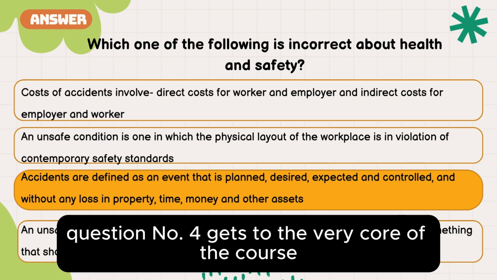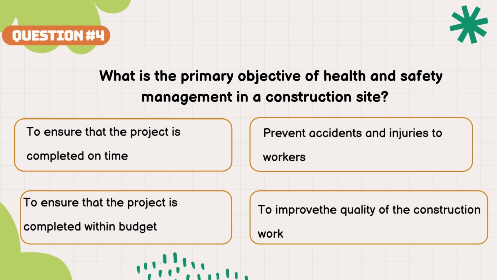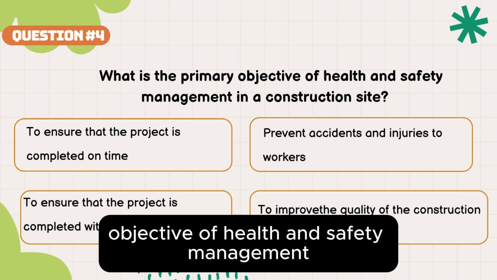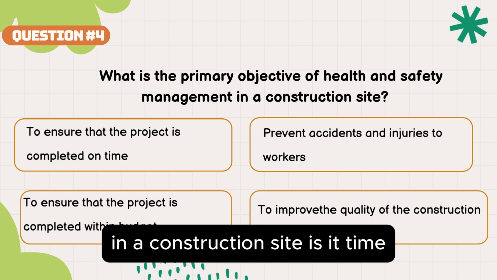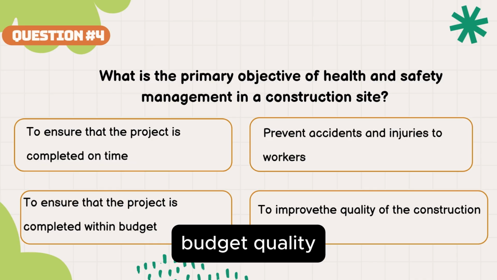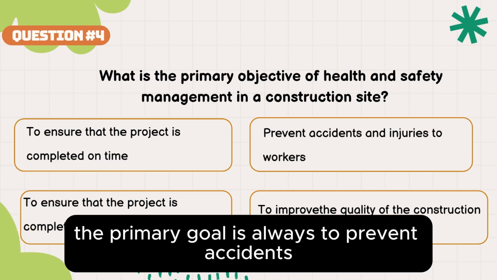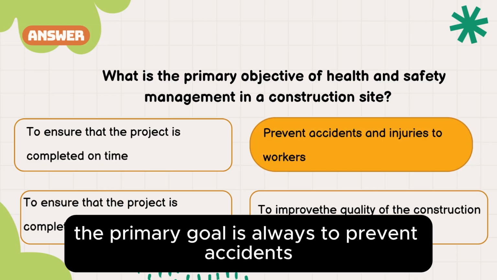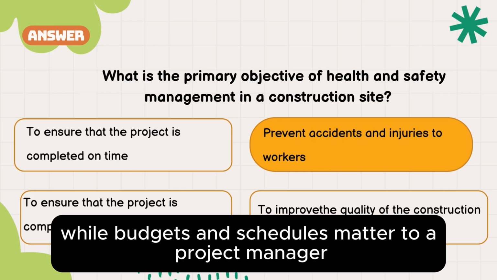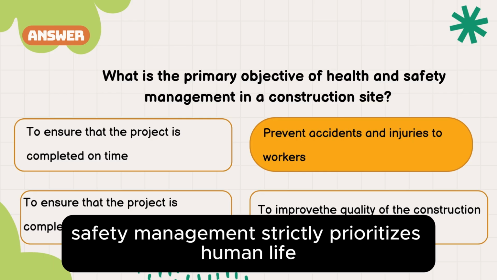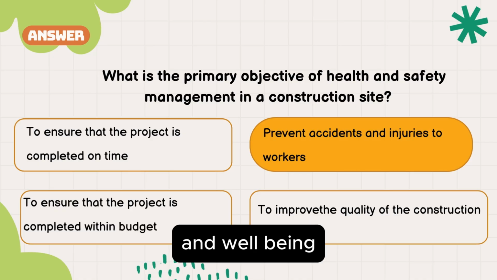Question number 4 gets to the very core of the course. What is the primary objective of health and safety management in a construction site? Is it time, budget, quality, or worker protection? The primary goal is always to prevent accidents and injuries to workers. While budgets and schedules matter to a project manager, safety management strictly prioritizes human life and well-being.